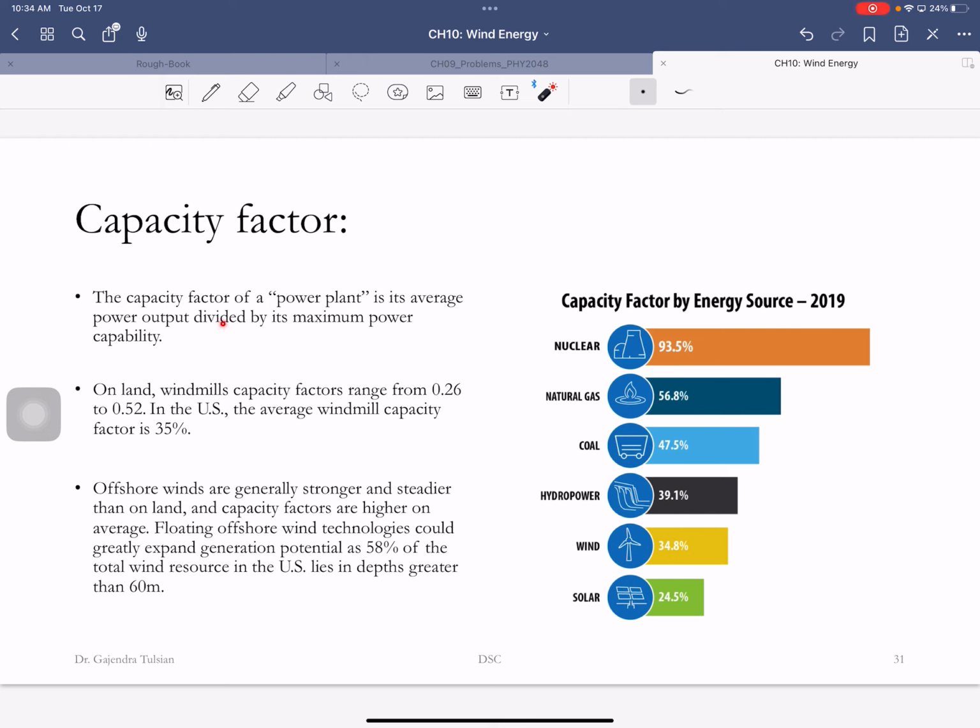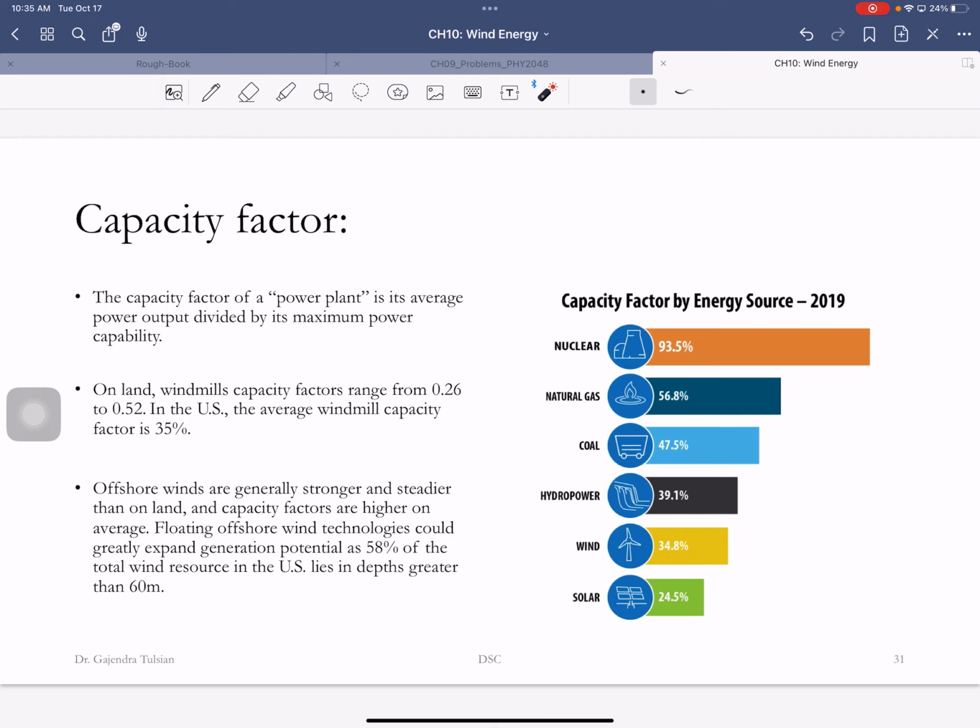Capacity factor. The capacity factor is, what is the maximum power you can produce, and what are you actually producing? For a windmill, here's how you would calculate it. Let's say the maximum power is 1 megawatt while the wind is blowing the fastest. But the wind is not going to blow at that speed all the time. Most windmills are working at about 35% of capacity.